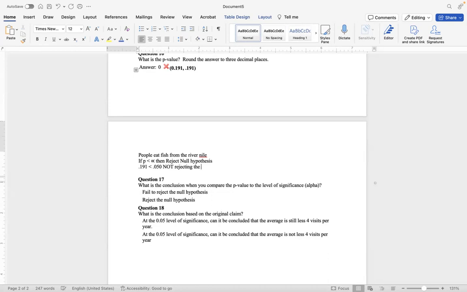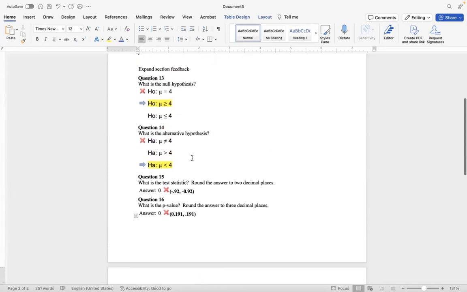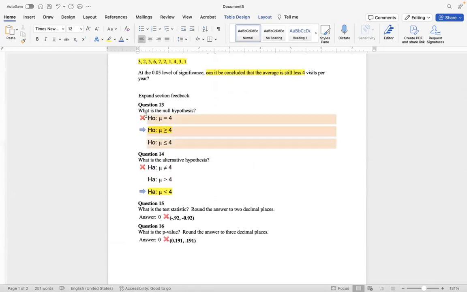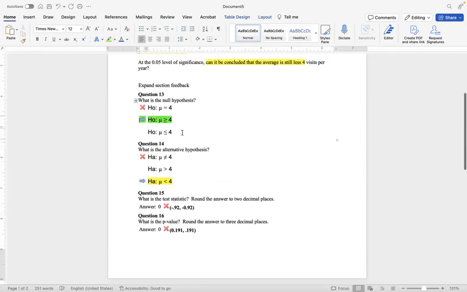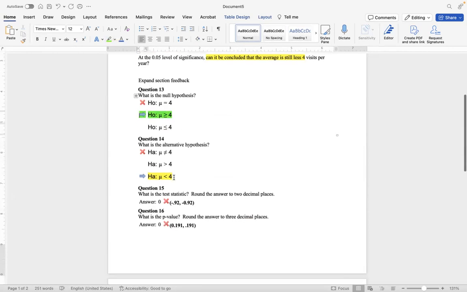Since it's not less than, then we are not rejecting the null hypothesis. If we're not rejecting the null hypothesis, we're basing our answer on the null hypothesis. So that's right here. This is our null hypothesis, and we're going to base our answer on it. And that's how we get our final answer, greater than or equal to 4 or not less than 4.